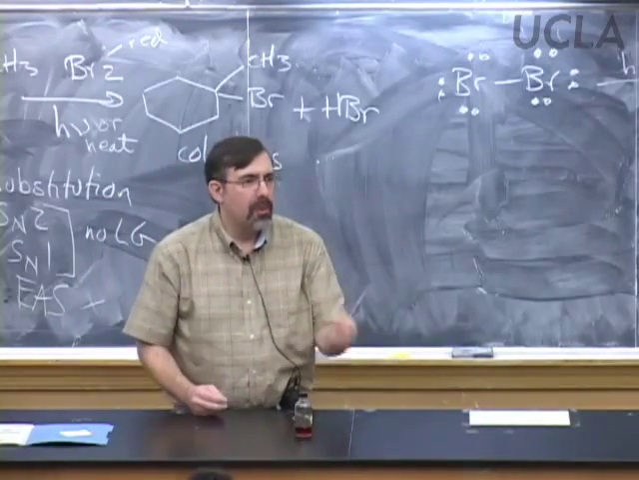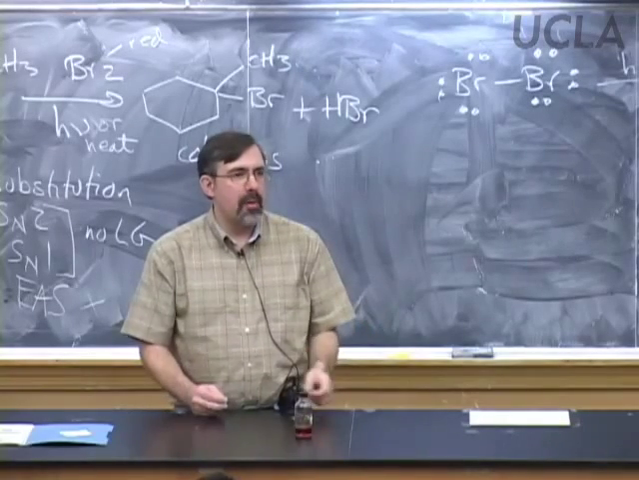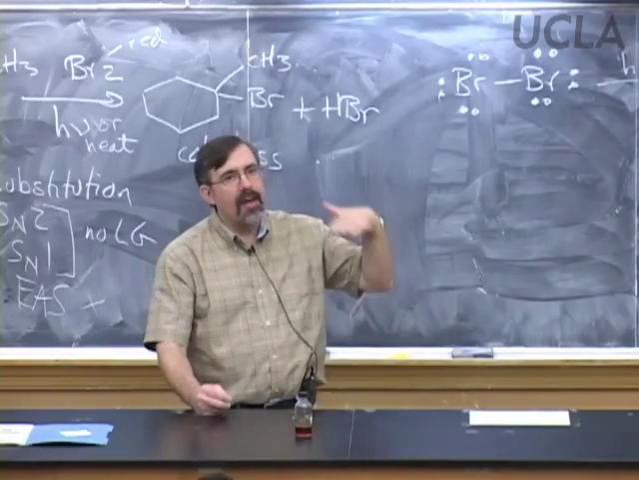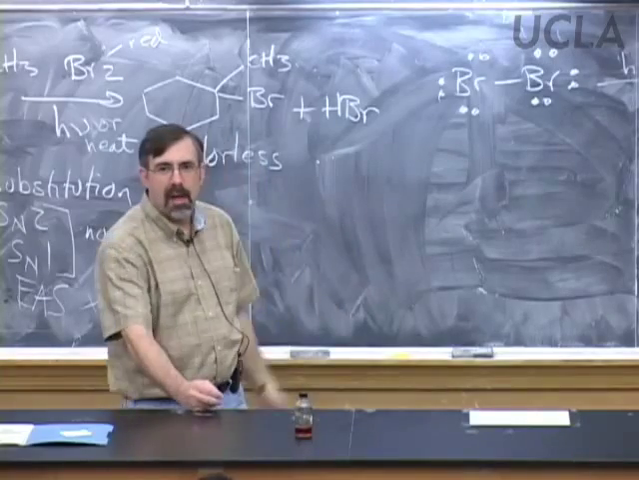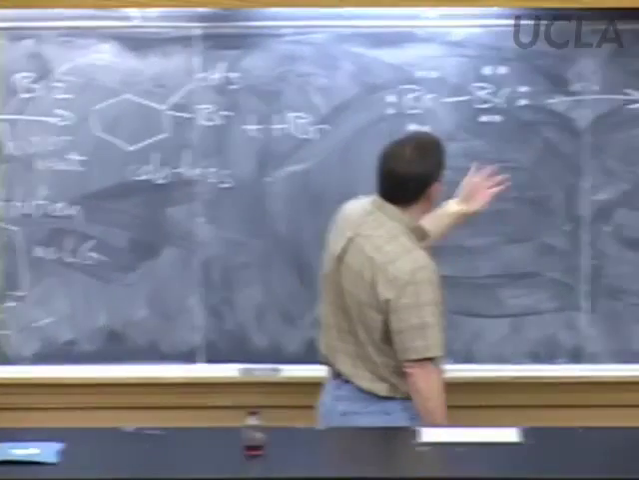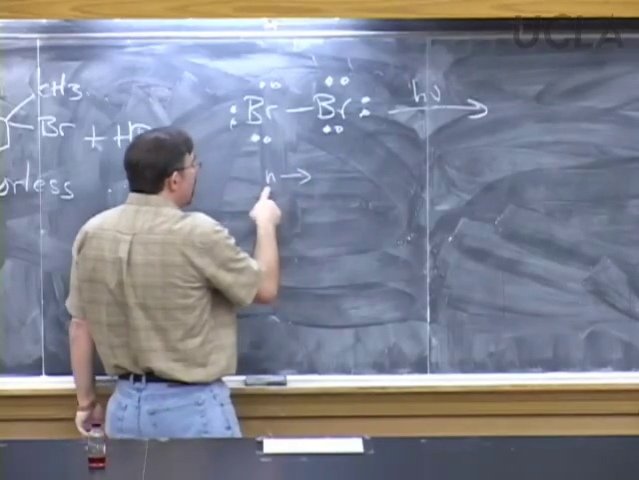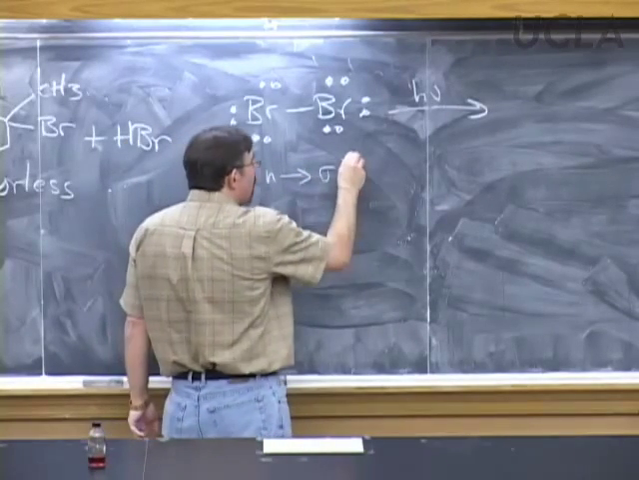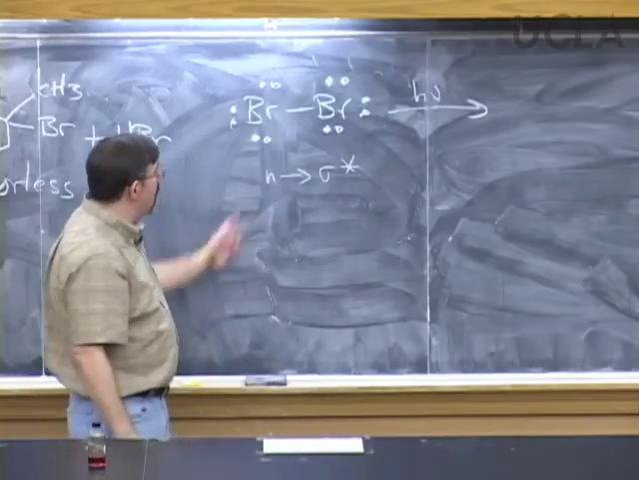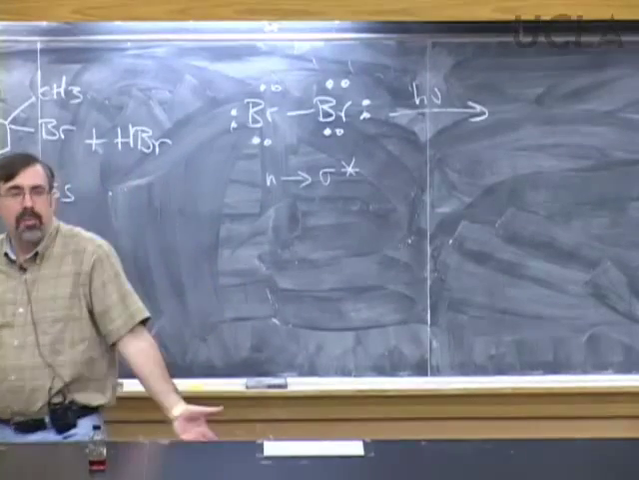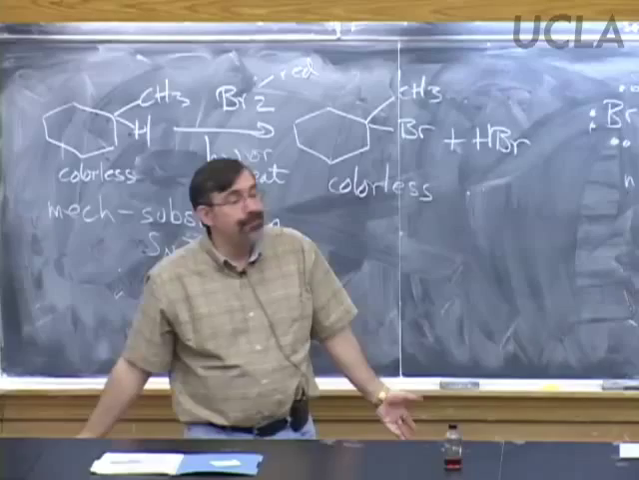Electrons get promoted to higher energy orbitals. Now, in conjugation, we went from a pi to a pi star or something like that. We went from lower energy to high energy. So what's going on here? It turns out what we're doing here is taking an N electron, that's a non-bonding electron, so that's a lone pair electron, and putting it into the sigma star orbital. That's the only choices you have here.